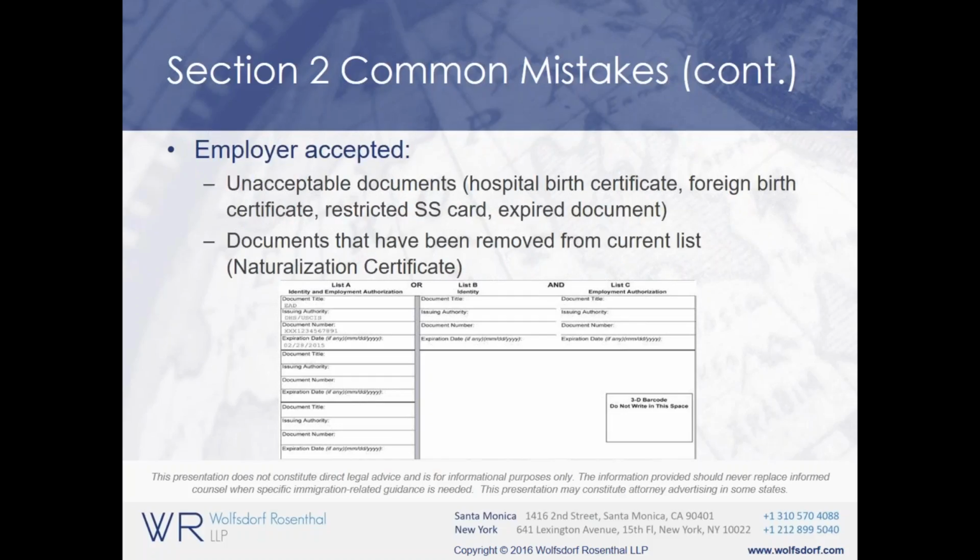The other common mistakes we see is where the employer has accepted unacceptable documents, such as a birth certificate or a foreign birth certificate, restricted social security card, or documents that have been removed from the current list, such as the naturalization certificate. So make sure you're always using the updated list of documents when you're going through this.